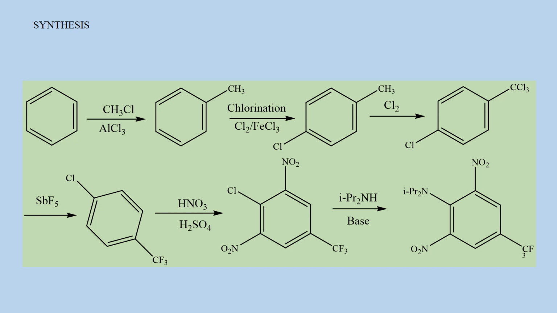First of all, Friedel-Crafts alkylation takes place, so that the alkyl group, that is methyl, is added. Then chlorination takes place in the presence of Lewis acid. The alkyl group directs chloro to the para position. Then further chlorination without any Lewis acid. Here there is no Lewis acid, so this methyl is chlorinated and CCl3 is obtained. Then in the presence of antimony pentafluoride, this chloro is replaced by the fluoro, and then the reaction is similar, which we have studied.